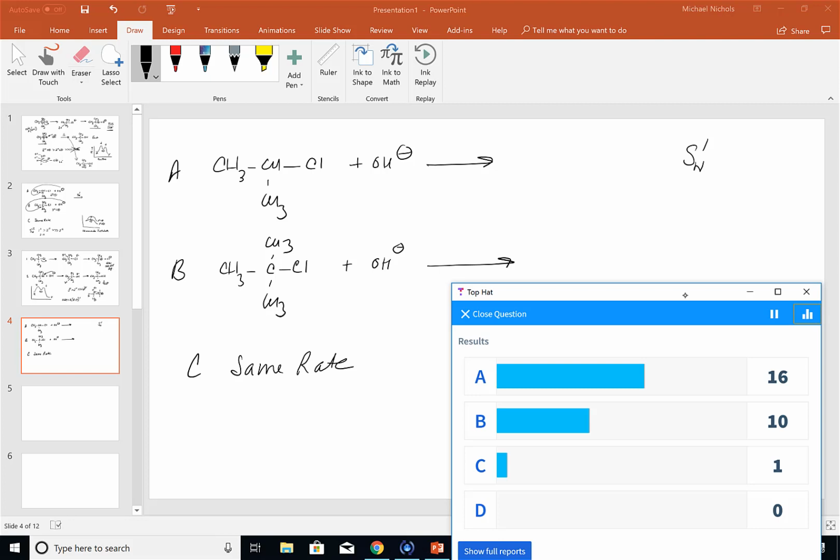What did you just say? The rate determining step is the second one. I'll accept that one too. I'll accept that as a sound statement as well. That the rate determining step is the first one.